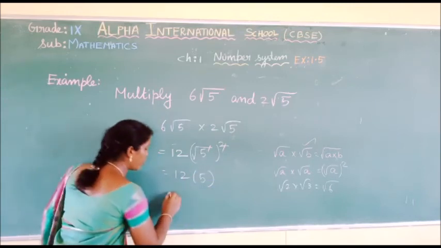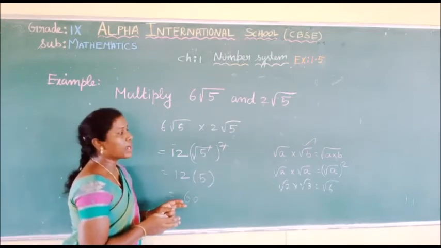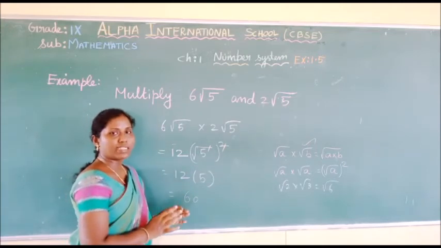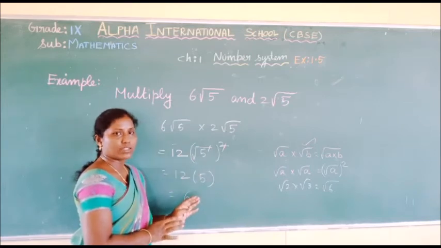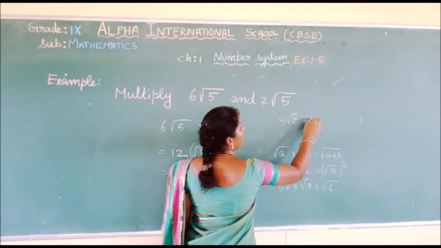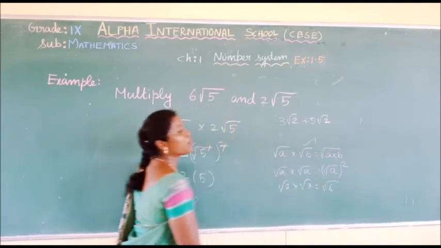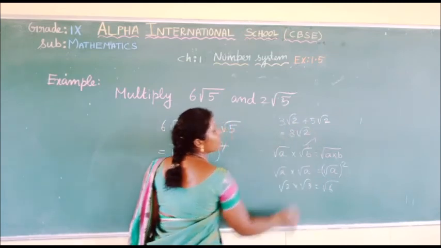While adding or subtracting, just as you keep the variable as it is, likewise the roots will be maintained like that. If I am adding 3 root 2 plus 5 root 2, we have to add only the coefficients. 5 plus 3 is 8 root 2. We have to give the values like that.